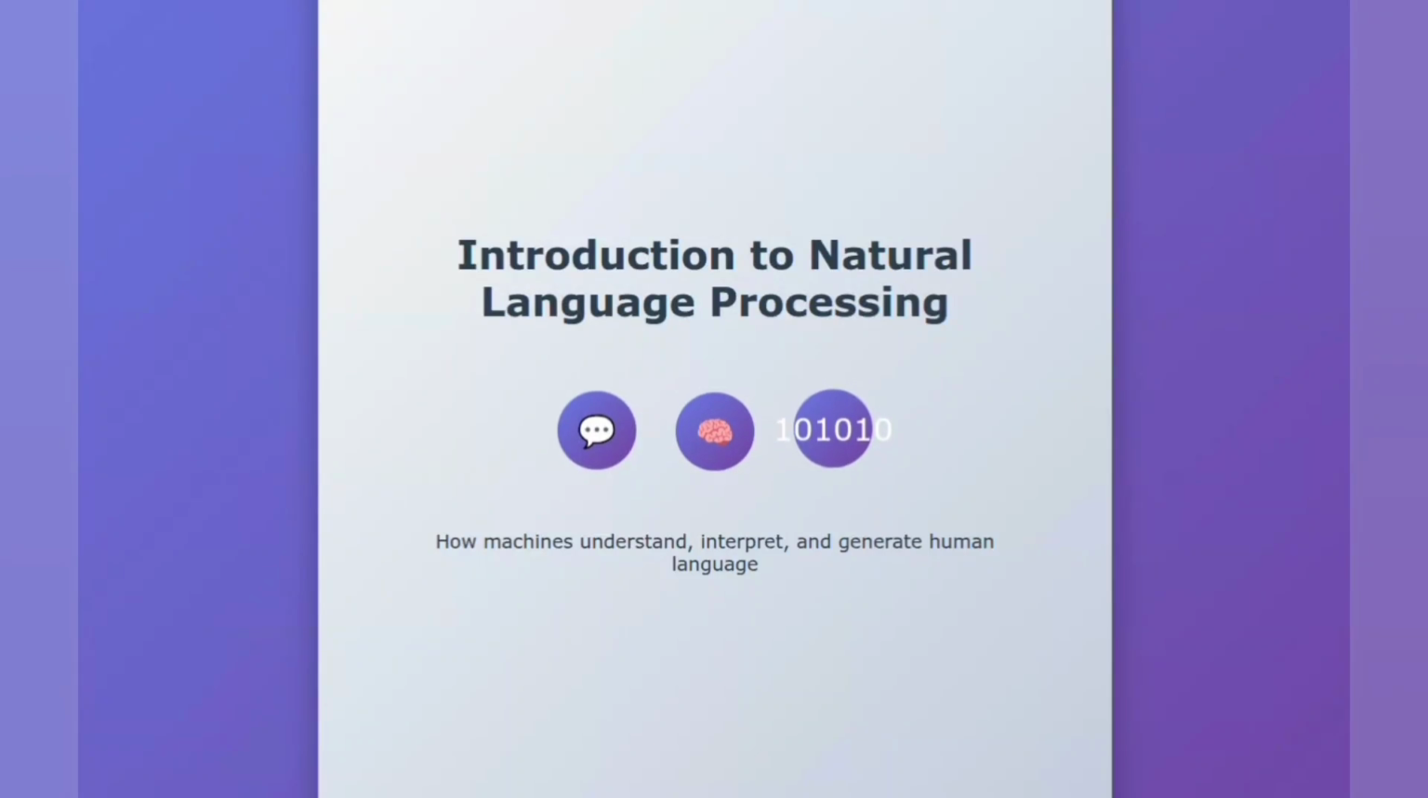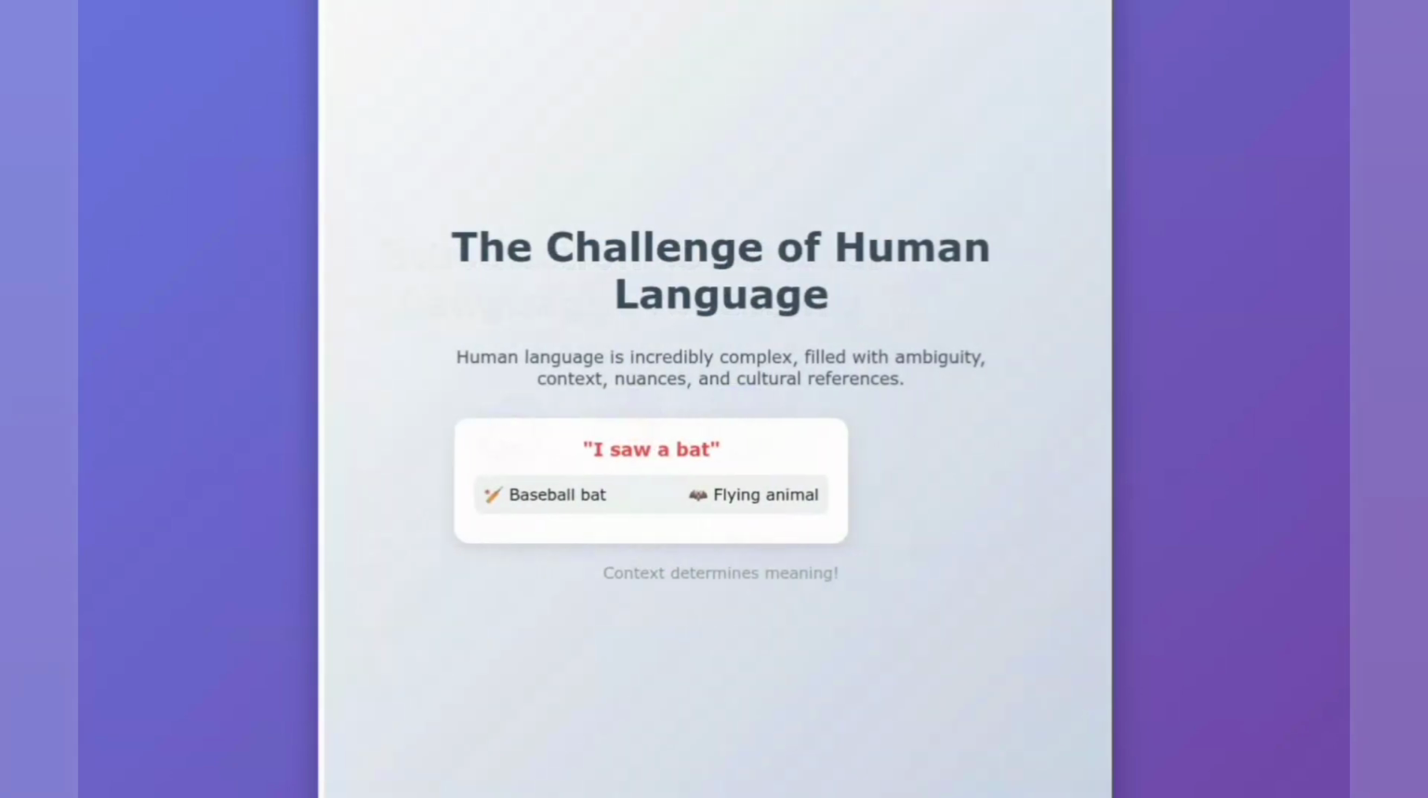Welcome to Module 4. Having explored how AI helps machines see, now we turn our attention to how they understand, interpret, and generate human language. This field is called natural language processing, or NLP.